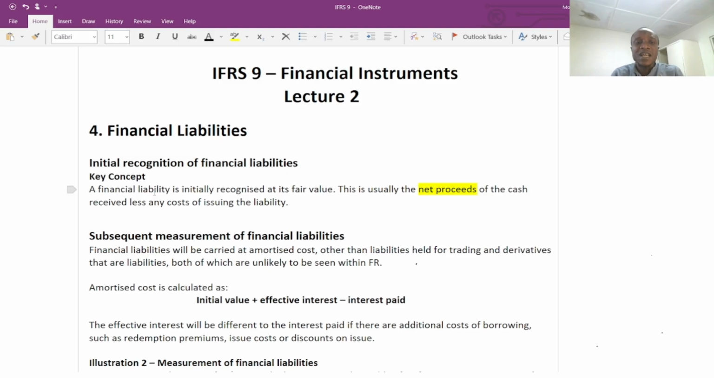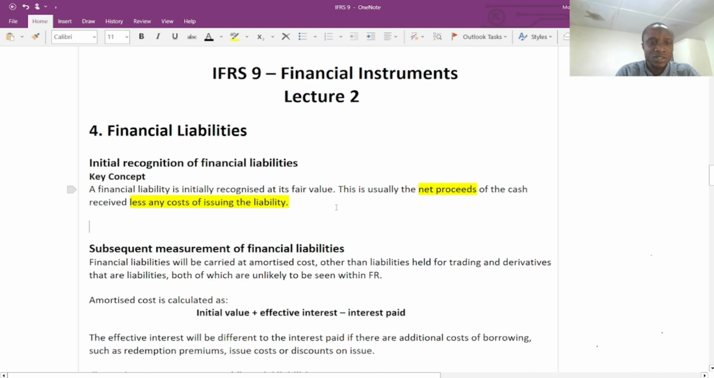Now, if there is any issuance cost, for example, insurance costs relating to the liability, legal fee, any other cost that directly links with the facilitation of the loan, I'm going to deduct it from the proceeds. Then if there is any discount, for example, if the loan is issued at a discount, then I'm going to account for the discount as well. So, the net proceeds less any cost of issuing the liability. The outstanding amount is what we are going to debit as bank and what we are going to credit as liability. Very important concept.